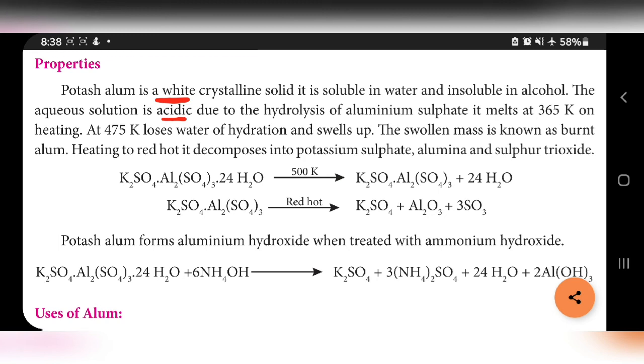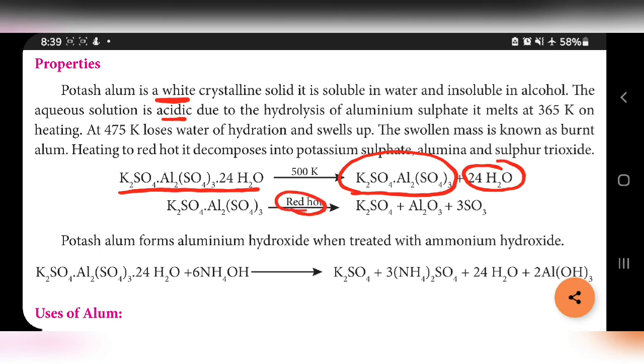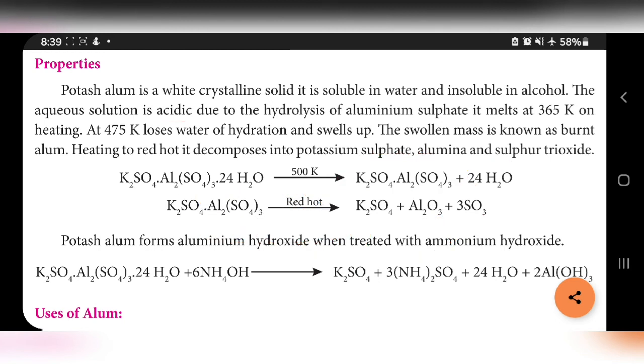Heating to red hot, it decomposes into potassium sulfate, alumina and sulfur trioxide. See this reaction, this is alum, that is K2SO4 Al2(SO4)3 24H2O. On heating it loses water molecules, so remaining K2SO4 Al2(SO4)3 only is present. Again, if you heat to red hot temperature, the K2SO4 remains, and from Al2(SO4)3 the SO3 is removed, so you get remaining Al2O3.